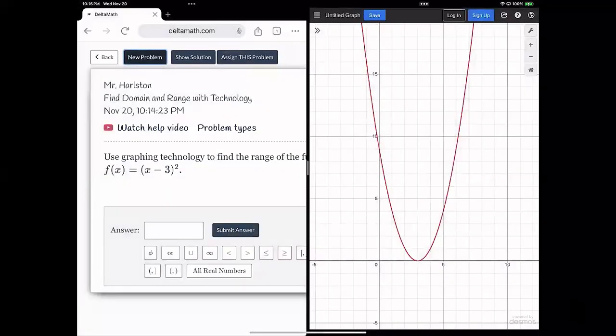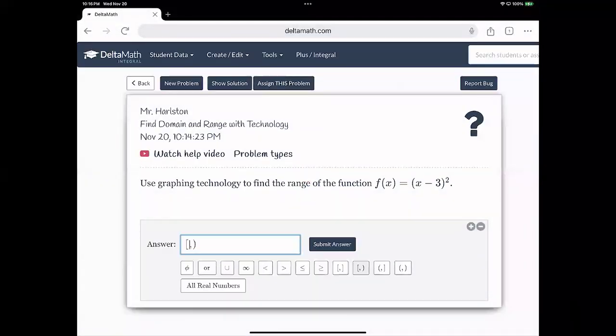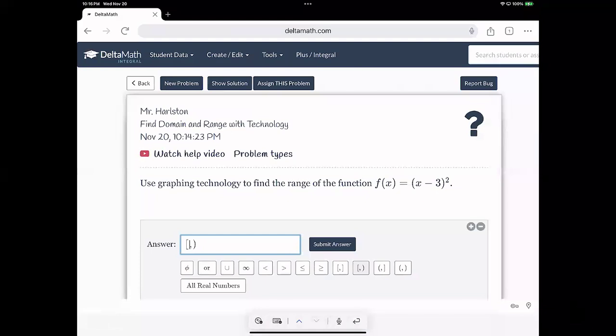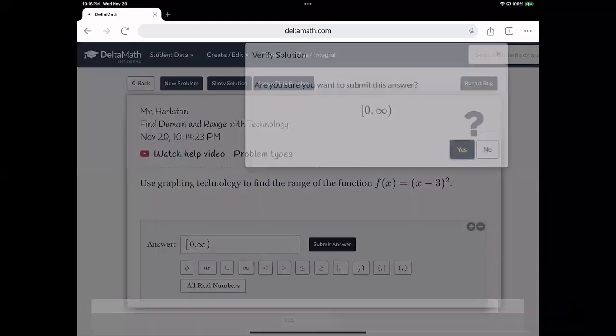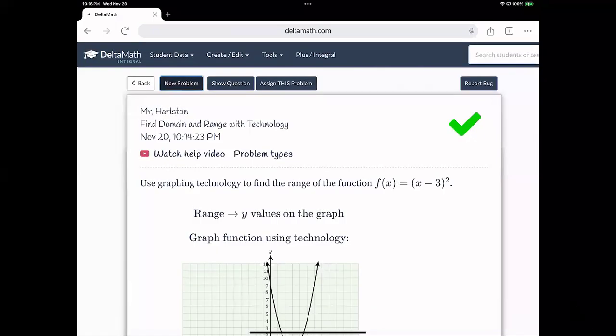So I can get rid of the graph and calculator now. And I need a bracket and parentheses. So this is going to be 0. And then it's going to be infinity. Submit it. All right, that's it.